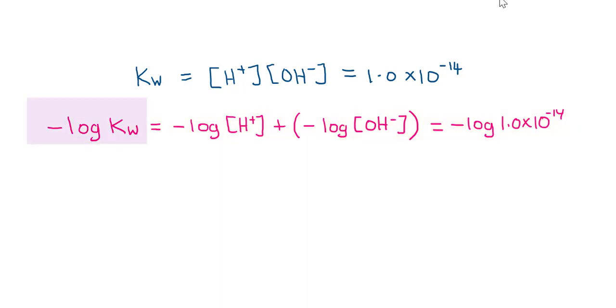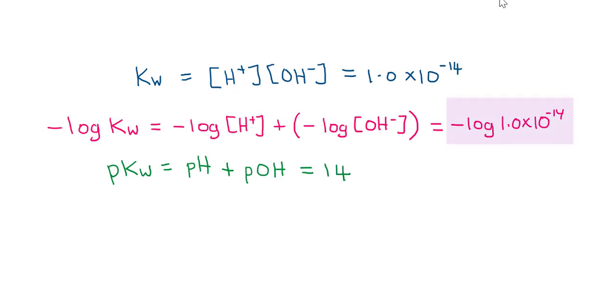So, the negative log Kw is pKw. Negative log concentration hydrogen ion is pH, plus negative log concentration hydroxide ion is the pOH, equals 14. So at 25 degrees Celsius, the summation of the pH and pOH is always 14.